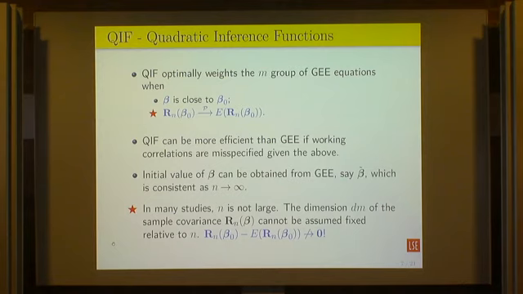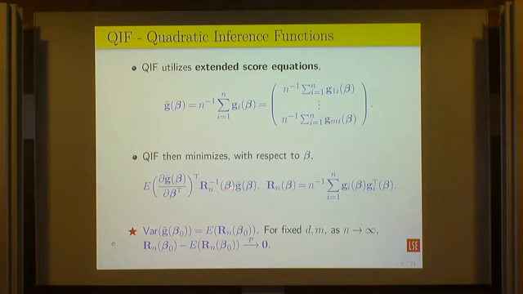At the end of the day, as I said before, if n is not that large, then the dimension dm of the sample covariance matrix, so the dimension is actually the product of the number of basis matrices and the dimension of the beta. So this dm can be large compared to the sample size. Then we may not have this result at all. Then the whole optimal weighting of these equations breaks down, basically. And you don't have an efficient estimator at all, even if using this QIF idea.